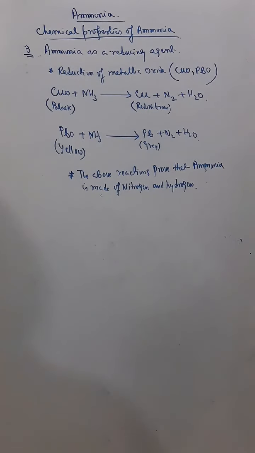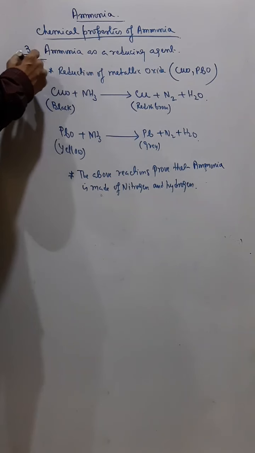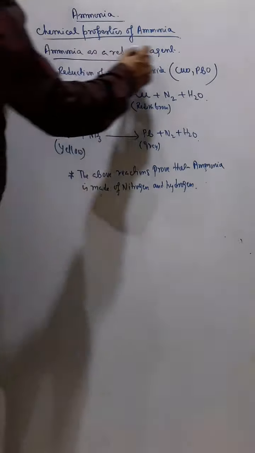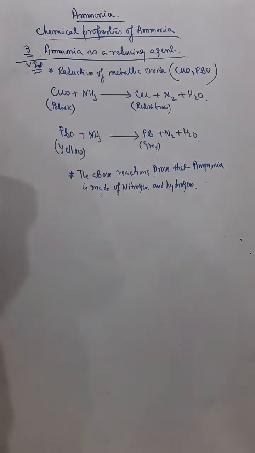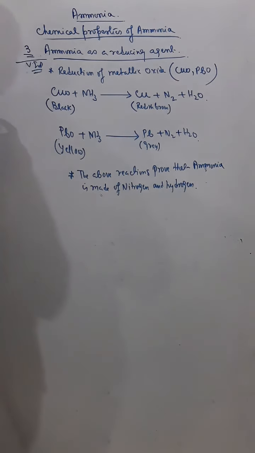Okay, now the next chemical property is ammonia as a reducing agent. This is also a very important reaction. Now if they ask you to show with a reaction that ammonia is a reducing agent, then you can give these two reactions. And they can also ask you, how can you prove that ammonia is made up of nitrogen and hydrogen? Then also you can use this reaction, and therefore this reaction is very important.